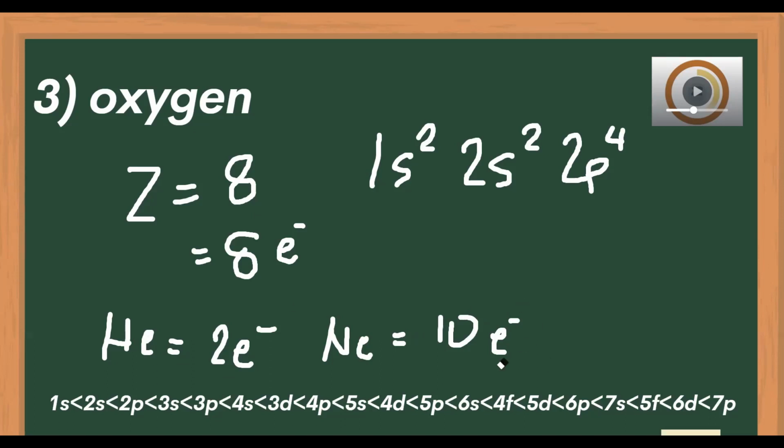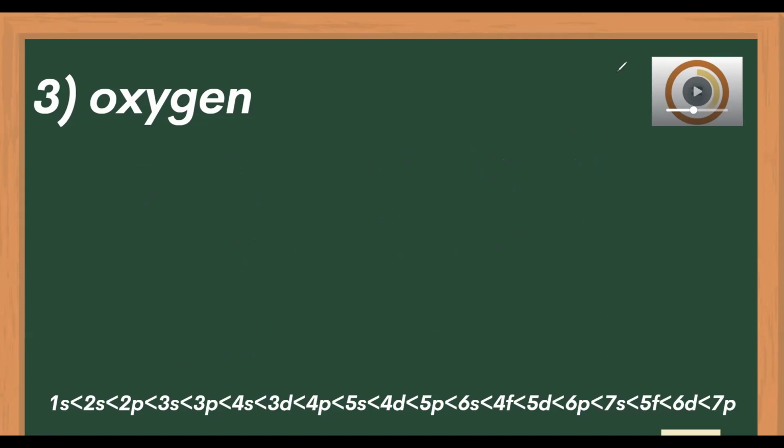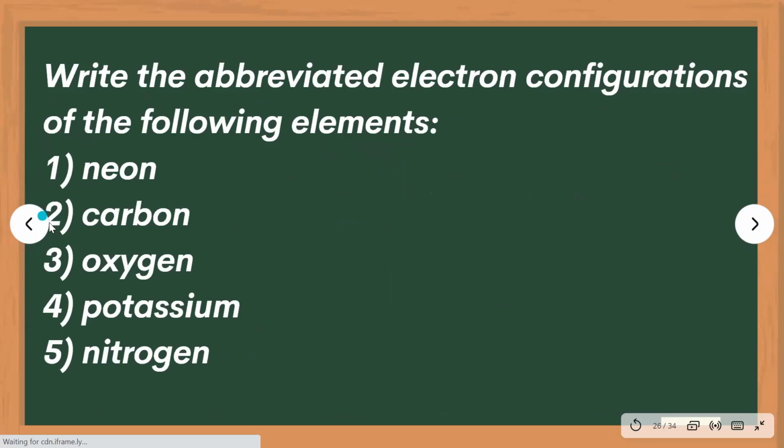So how do we write the abbreviated? Since we are considering the number of electrons of helium, it means that we have to replace 1s2 with helium. And then write the rest of the electronic configuration. So this is the abbreviated electronic configuration for oxygen. It's time for you to do the following. So please do the following: carbon, oxygen, potassium, and nitrogen.